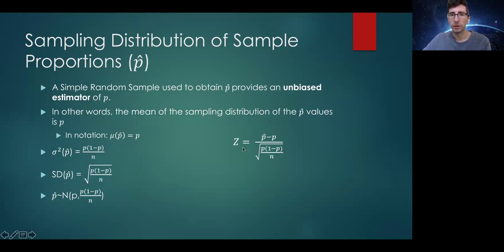And then our Z formula has changed a little bit. Now we're using our sample proportion instead of our sample mean. We're subtracting that from our population proportion. We're dividing that by that standard deviation of our sample proportions. So let's work an example of this.